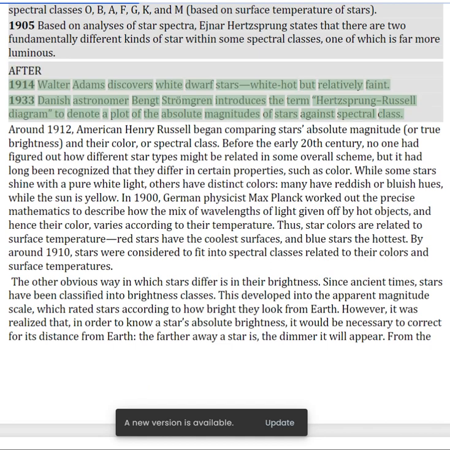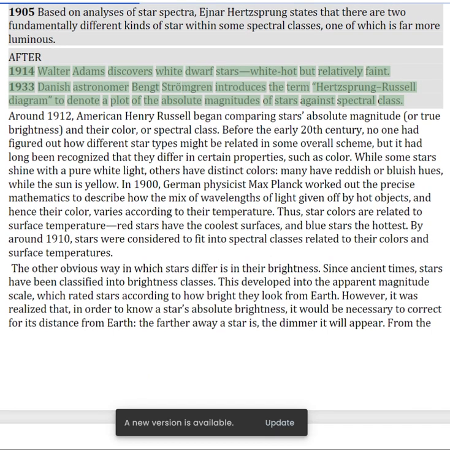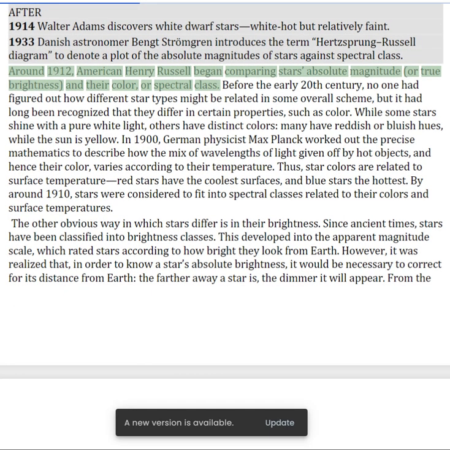After 1914, Walter Adams discovers white dwarf stars, white-hot but relatively faint. 1933, Danish astronomer Bengt Strömgren introduces the term Hertzsprung-Russell diagram, to denote a plot of the absolute magnitudes of stars against spectral class. Around 1912, American Henry Russell began comparing stars' absolute magnitude and their color, or spectral class.